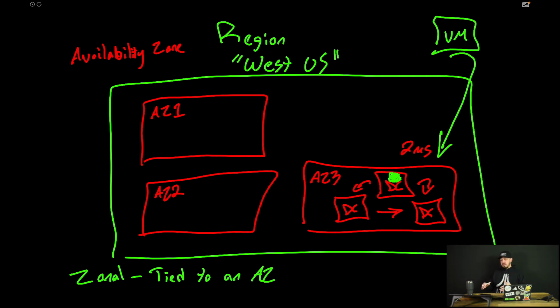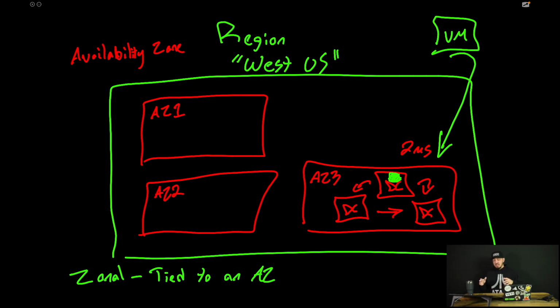Now, in the case of VMs, they would be referred to in this example as zonal, because what this ultimately means is, well, what happens if I lose that data center? My VM goes down, right? Now, there are some solutions such as availability sets and scale sets that can help alleviate some of this problem, which again, we're going to talk about in another video.